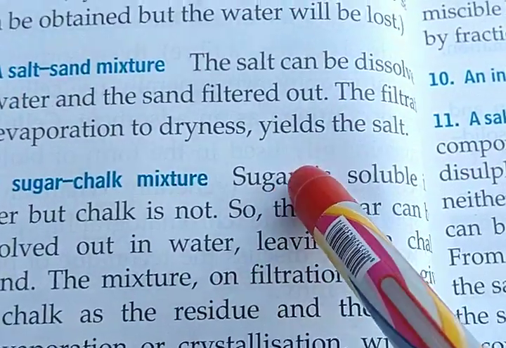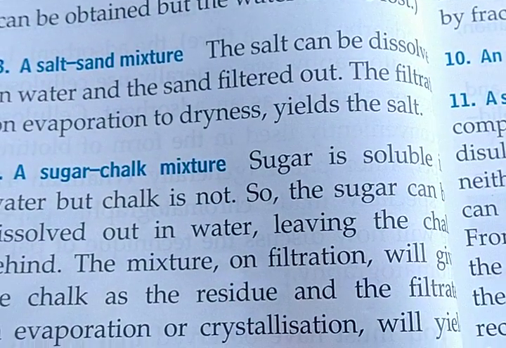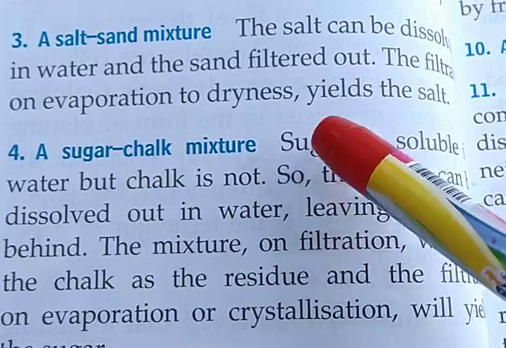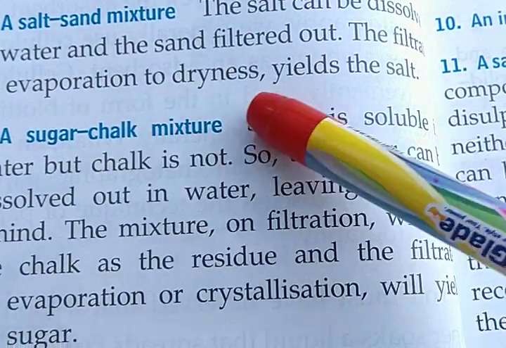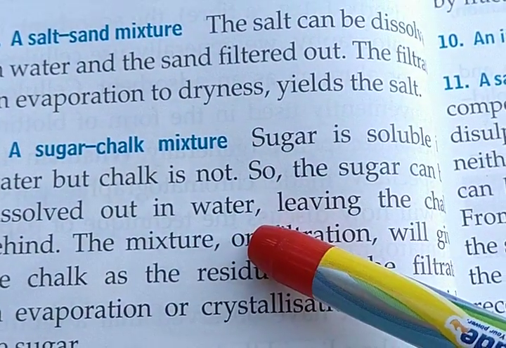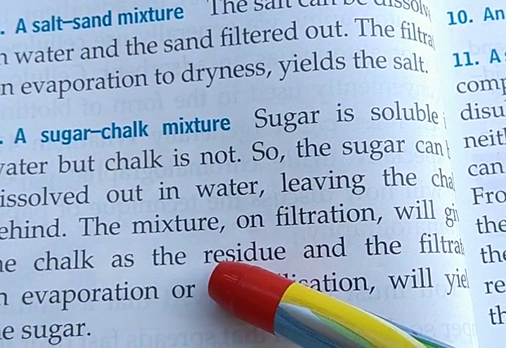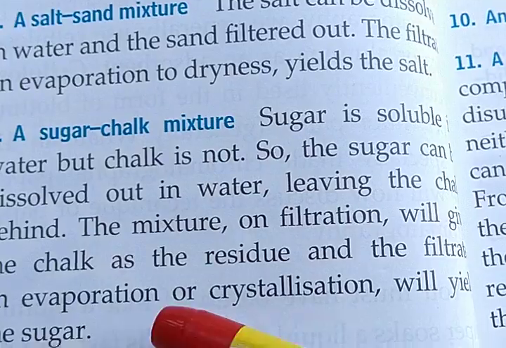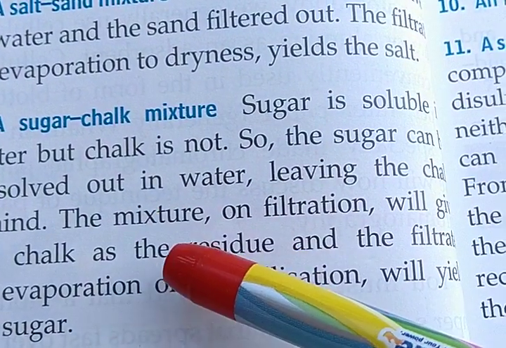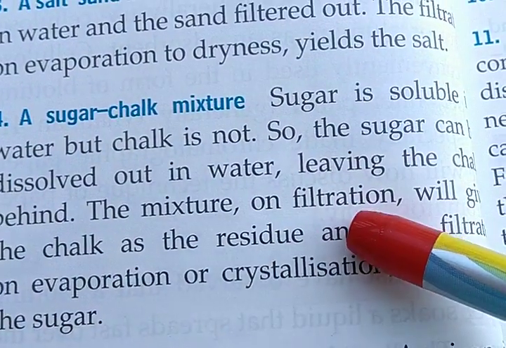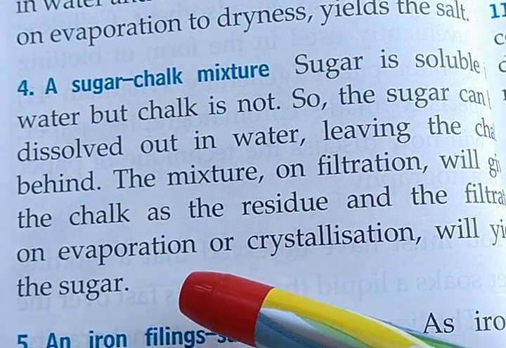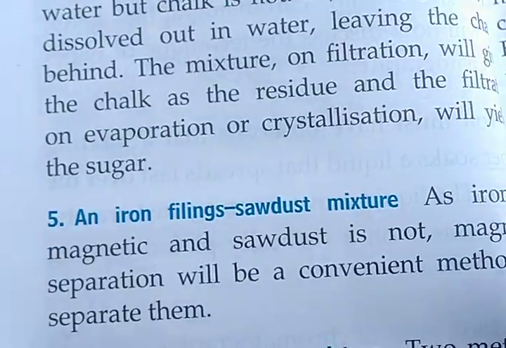It is a mixture of sugar, chalk powder and water. So when we apply the filtration process, normally the chalk powder is left on the filter paper as a residue. From the filtrate, if we evaporate the water, at the last point we will find the sugar in the form of crystals.